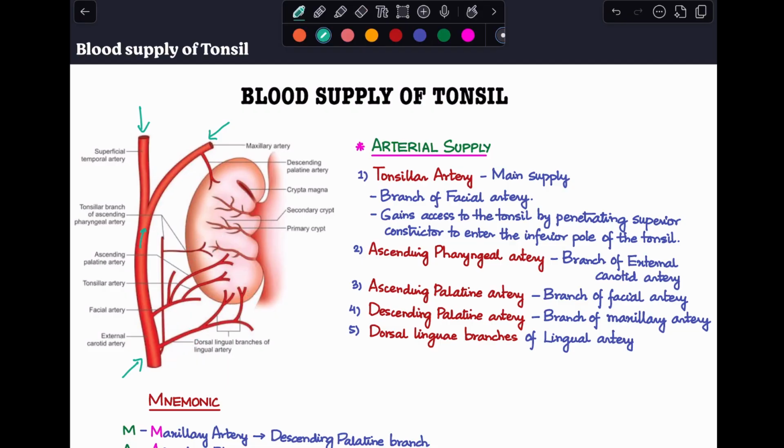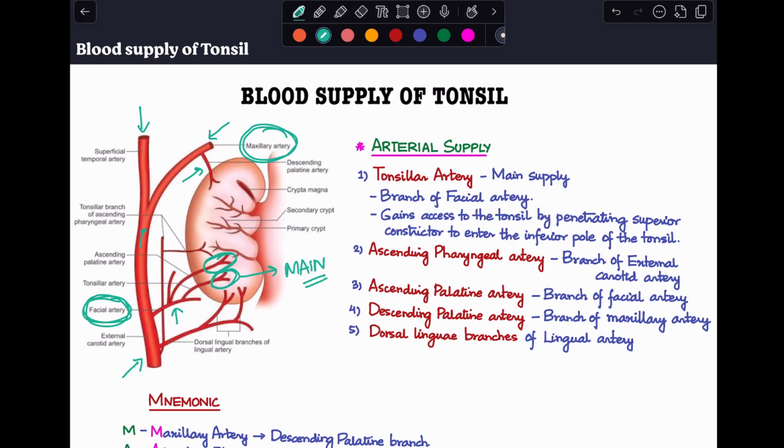Next, the third artery that the external carotid artery gives rise to is the facial artery. So this is our third one. Now facial artery has two different branches which go and supply the tonsil. The first one is the tonsillar artery, which is the main supply of the tonsil. And the second one is the ascending palatine artery, which is over here. So facial artery is giving off two branches, the tonsillar artery being the main branch, and the second one is the ascending palatine artery.